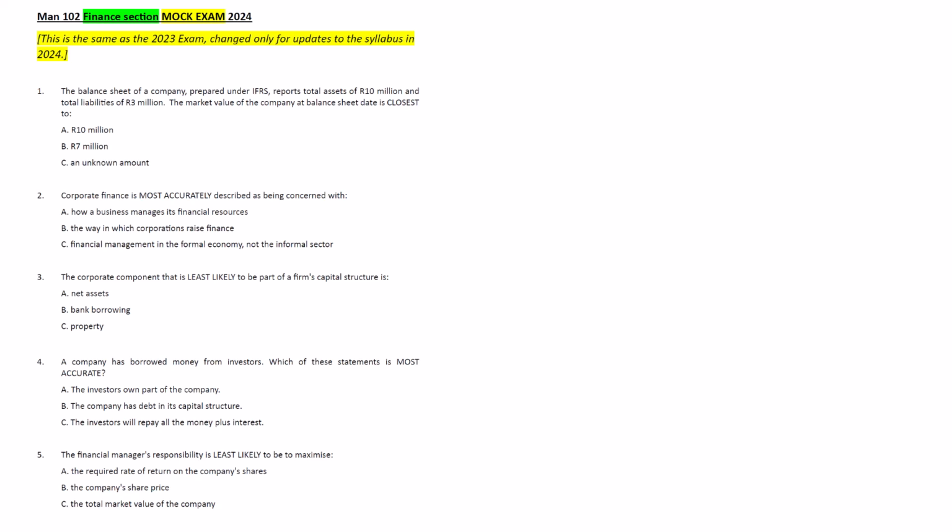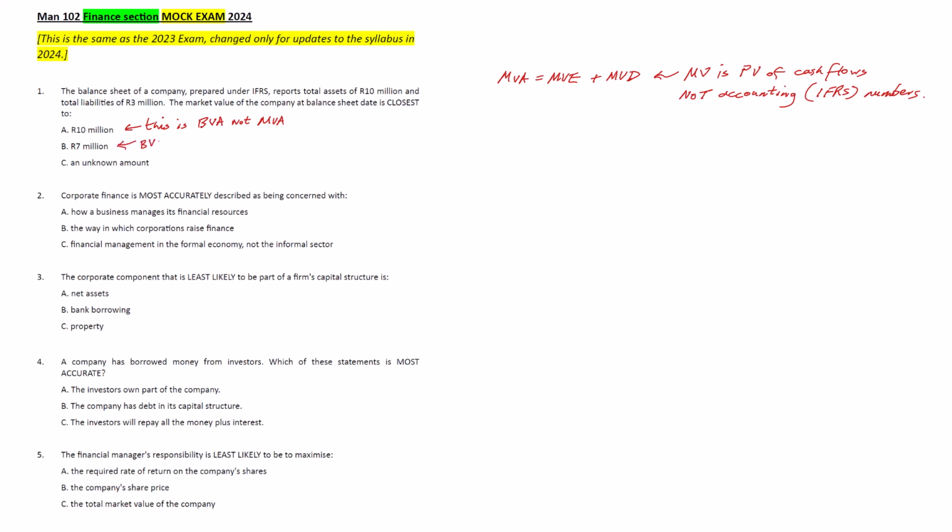Right, let's begin with question 1. We know that the fundamental corporate finance identity, which is MVA equals MBE plus MBD, is based on the determination of the present value of the cash flows attributable to each of those components of the equation. And we also know that the market values are not obtained from the accounting balance sheet, in this case prepared under IFRS. So this question, which gives you information about the book value of assets and the book value of liabilities at 10 million and 3 million rand, are not useful to us in determining the market value of the company. So the answer for question 1 is C.